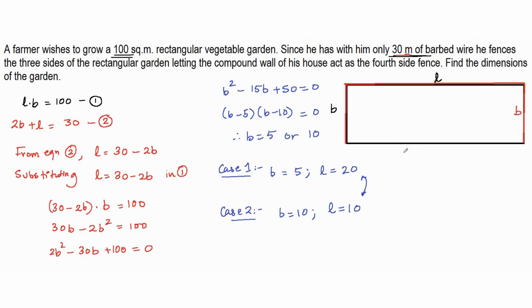So the dimensions of the garden are 10 meters by 10 meters, or 20 meters by 5 meters, length by breadth. When the breadth is 5, the length is 20. So 20 meters by 5 meters or 10 meters by 10 meters. Now, these are the two possible solutions that we have. Let me again pause for a minute while you take a look at the solution.